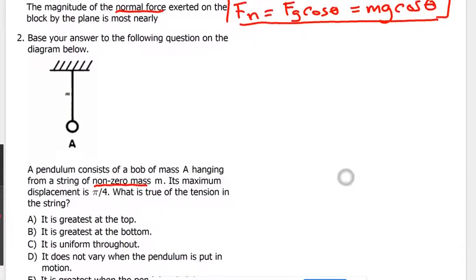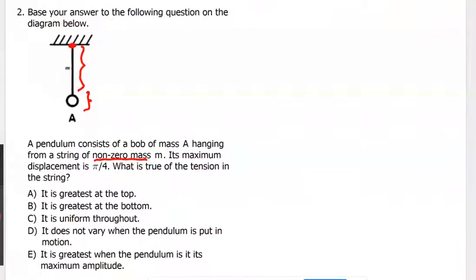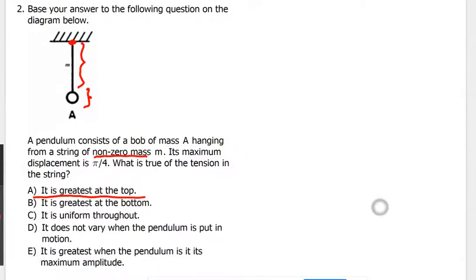What's true about the tension? The tension has got to be greatest at the top, because at the top it feels the tension from the mass of the string and the mass of the bob. So the greatest tension is at the top and the least tension is at the bottom. So there's an answer for that one there.